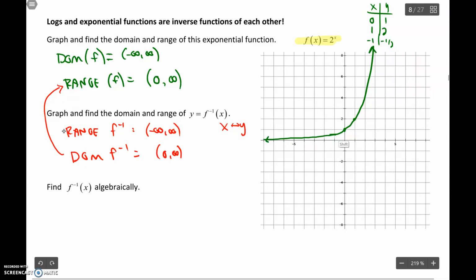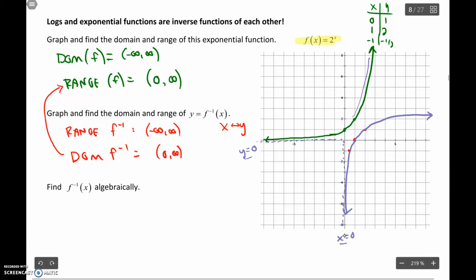So this point here, which was 0, 1, is going to become the point 1, 0. Switch the x and the y. 1, 2 is going to become 2, 1. Negative 1, 1/2 is going to become 1/2, negative 1. My exponential function has a horizontal asymptote of y equals 0. Therefore, the inverse is going to have a vertical asymptote of x equals 0. Switch the x and the y. This function grows extremely fast. This function here is going to grow extremely slow.